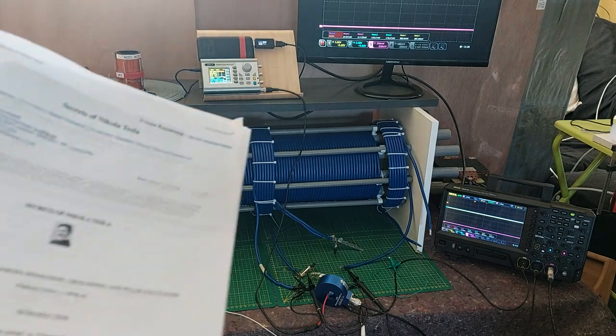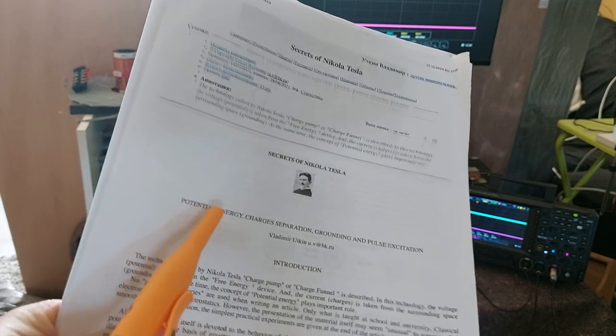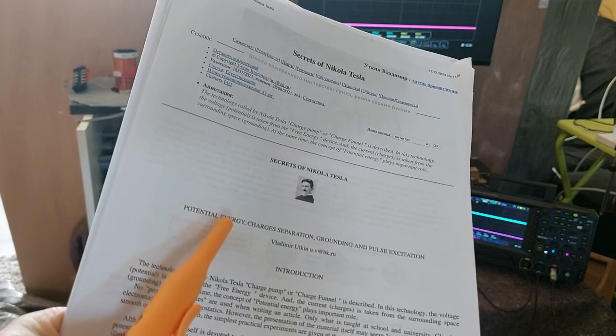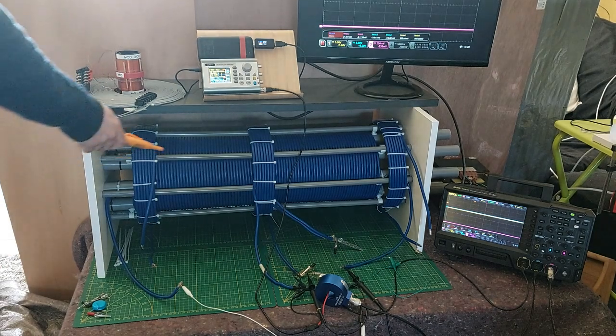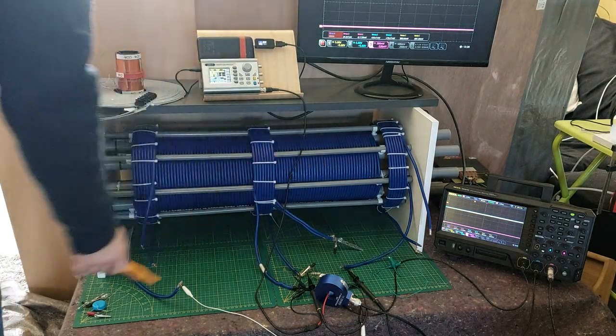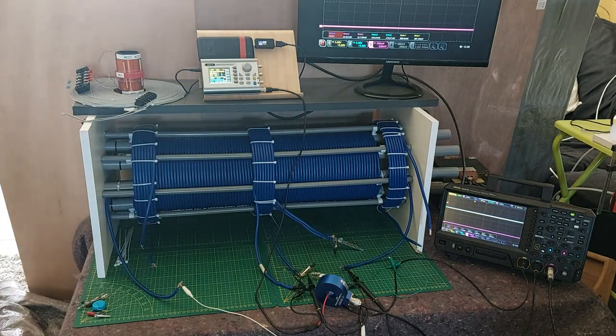What you are seeing over here is from the document potential energy, charges separation, grounding, and pulse excitation. There he speaks of a zero transformer where you have a coil in two parts. The L2 coil over here is in two parts. We have a clockwise and a counterclockwise, and then we have our L1 coil.